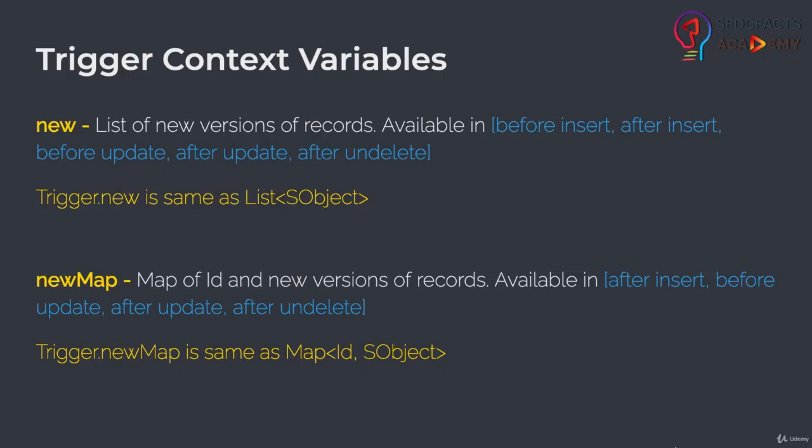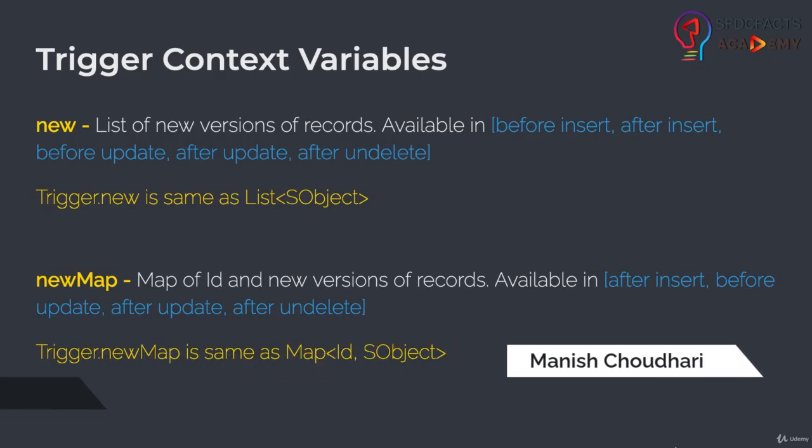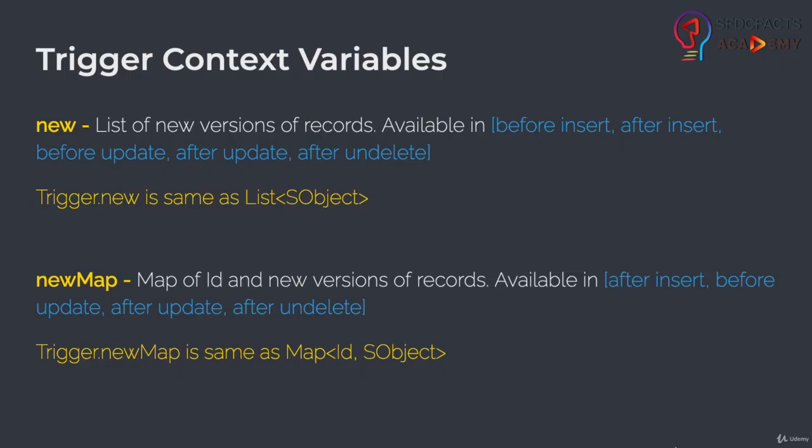of records. For example, if you modify an existing lead record, then in the new context variable, you are going to get the new version of that record which is being modified. This is going to give you the list of sObjects, or let's say a list of lead records if the trigger is running on the lead object. This context variable is available in before insert, after insert, before update, after update, and after undelete triggers. It's not available in delete triggers.